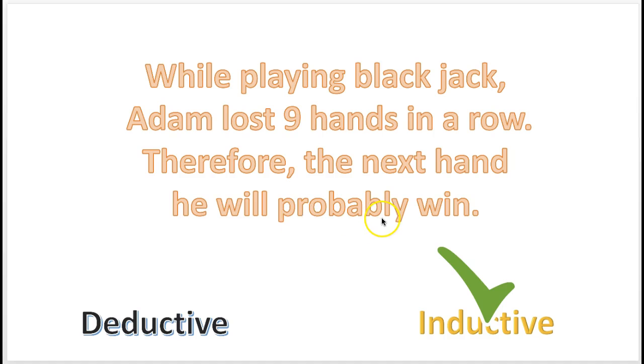Notice the word probable in the conclusion. You notice the conclusion by the indicator word of therefore. Therefore, the conclusion is he will probably win. Inductive argument. However, this bad argument contains a fallacy called the gambler's fallacy. You'll be able to recognize that in no time by watching the next videos.